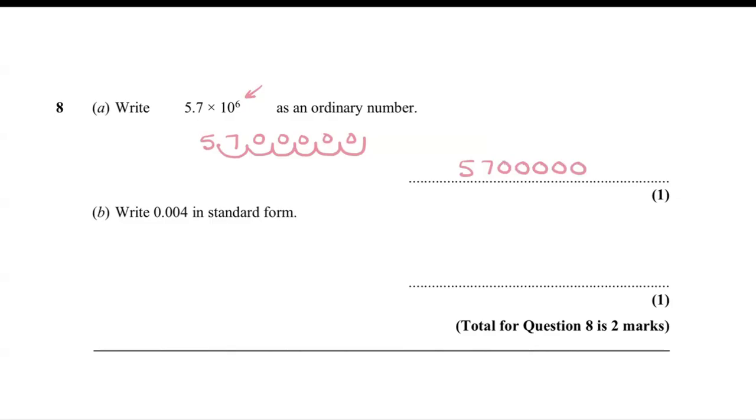Putting into standard form, we're going to do the opposite. The decimal point is going to move 1, 2, 3 places to give me 4 times 10. It was a small number, so I must remember it's minus 3 and not positive 3.